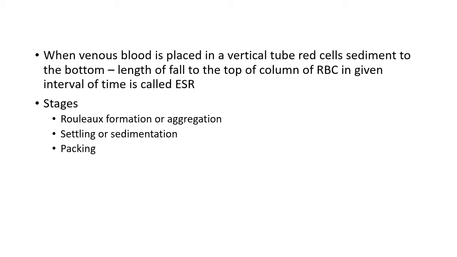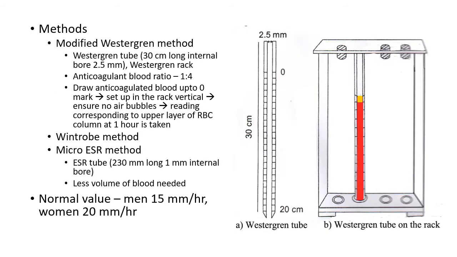In the first 10 minutes, the RBCs come together in rouleaux formation. They are packed like piles of coins, one on top of another. For the next 40 minutes, they settle at a constant rate, and this stage is called settling or sedimentation. And in the final 10 minutes, the sedimentation slows and the cells pack at the bottom of the tube, and this is called packing. ESR can be calculated by a few different methods.